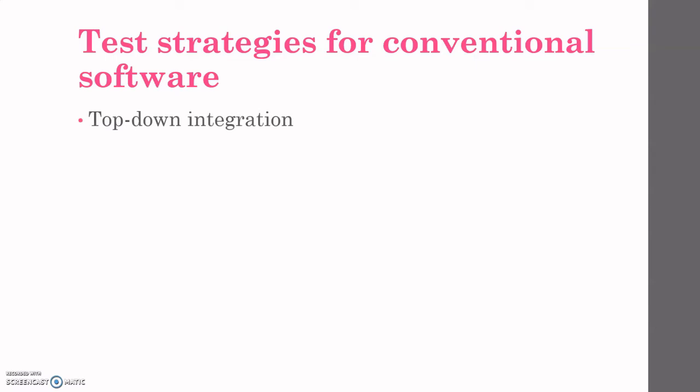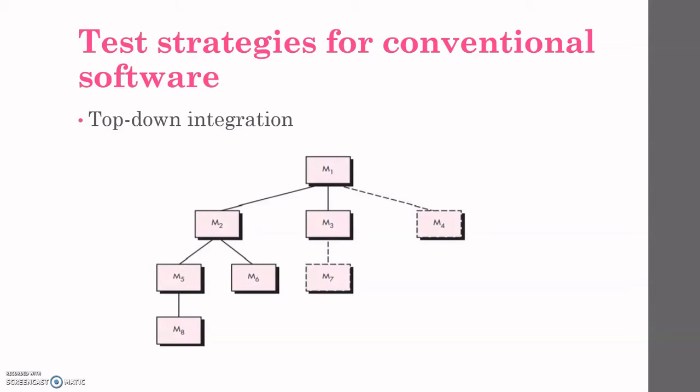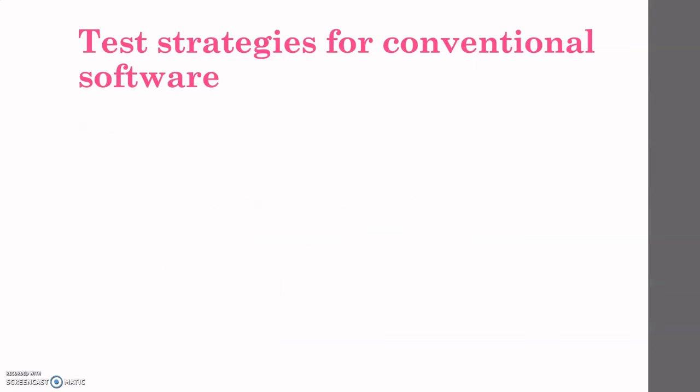So we have two types of integration testing, top-down integration and bottom-up integration. In top-down integration, modules are integrated by moving downward through the control hierarchy, beginning with the main control module. See, M1 is the main control module and we are moving downwards through the control hierarchy. Modules subordinate to the main control module are incorporated into the structure in either a depth first or breadth first manner. So either it goes depth wise or it goes breadth wise.